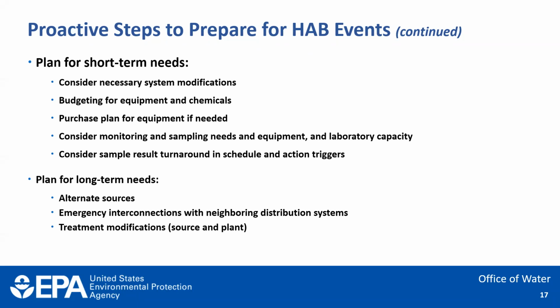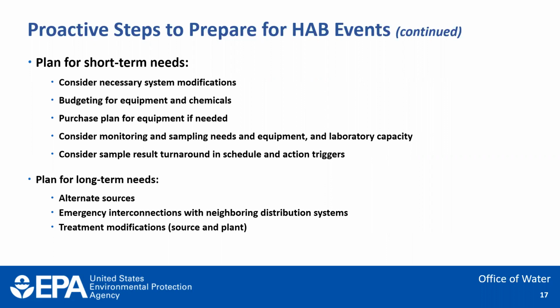Having plans for purchasing equipment, sampling needs, lab capacity, turnaround time for samples, and action triggers. And that's a big one too. If you see a HAB, you take a sample, and you need to send it to a lab in Florida, and the turnaround time is a week, it's good to know that that's going to be the case in an emergency, so that you can anticipate that lag in sample results, and then take any precautionary steps in the meantime.